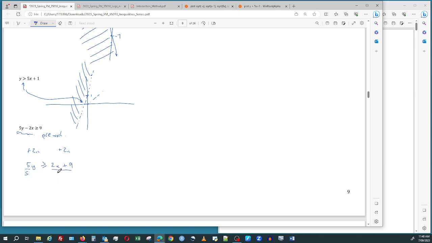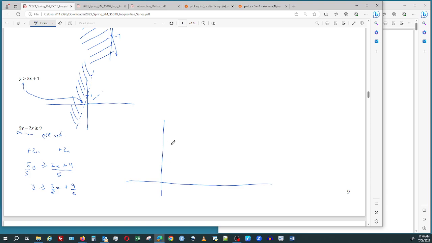Divided by 5. Be careful, split the fraction. So y is now equal to 2/5 x plus 9/5. So that's the one we're looking for. So 2/5 x is very droopy. Okay, 2/5 x is very droopy. And 2x is steep.